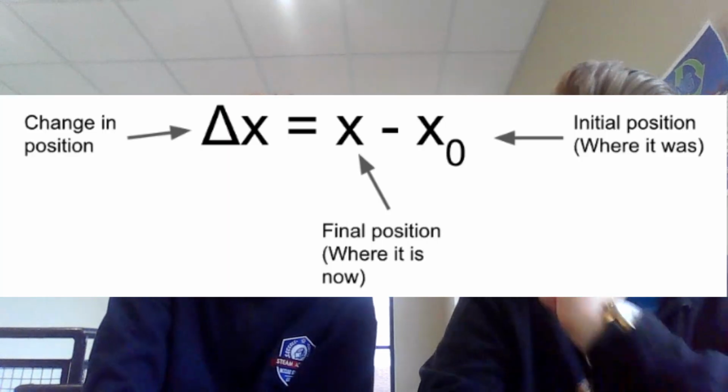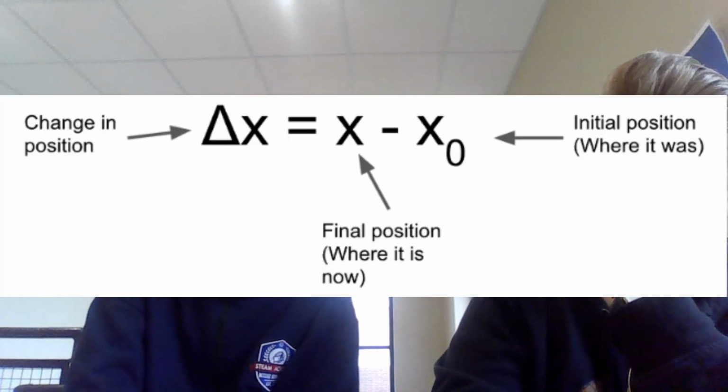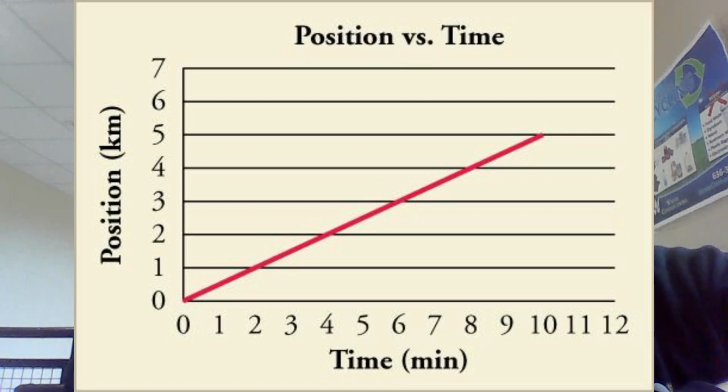Position can be modeled by this equation: change in position is equal to the final position minus the initial position. The x can also be y for vertical motion. This is the mathematical way to explain motion. Another way is the graphical method. Behold, a motion graph. And finally, there's the narrative method.